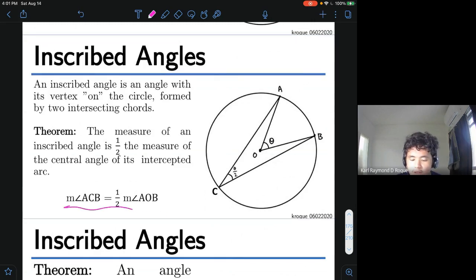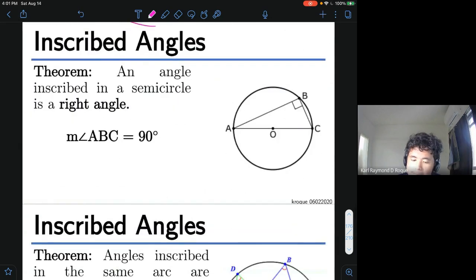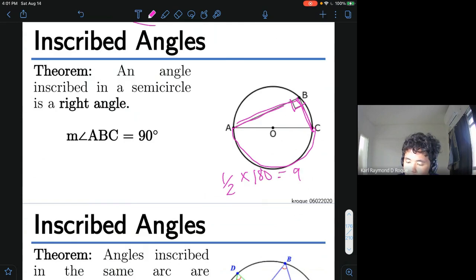Yun din, yun lang din sinasabi ko. Then, an angle inscribed in a semicircle is a right angle. Of course. Di ba? Kasi, kung yun yung measure ng arc, di ba 180 degrees to? So, using the inscribed angle theorem, ito 90 degrees, 1 half times 180. Yun. No? Kaya 90 degrees.